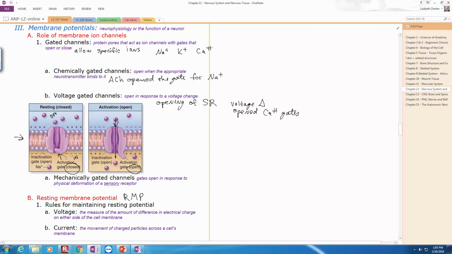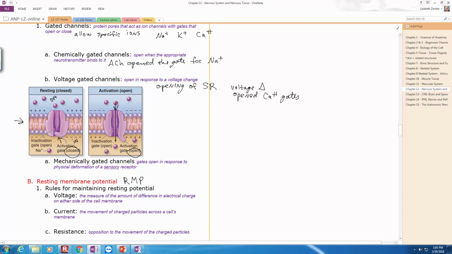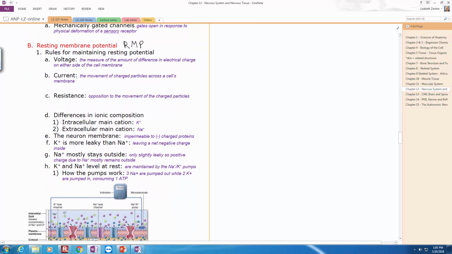Rules for maintaining resting potential. So this is all about, okay, so now we know how these ion channels may work. Could be chemical, voltage, or mechanically opened. And so resting membrane potential, so for voltage it means the measure of the amount of difference in the electrical charge on either side of the cell membrane. So do you guys remember in the very beginning we talked about potential and kinetic energy? So this is saying when it's resting, it's ready to go, it's hanging out and just waiting for the right moment. That's potential energy. So a voltage, when you're waiting for it to be able to flip, is a potential energy idea.